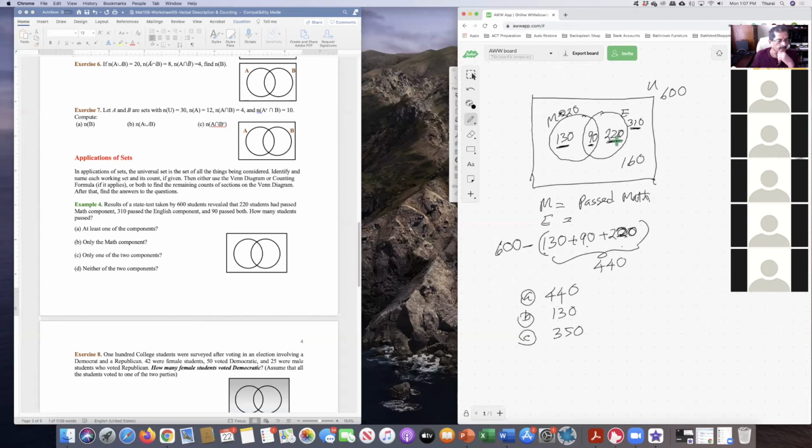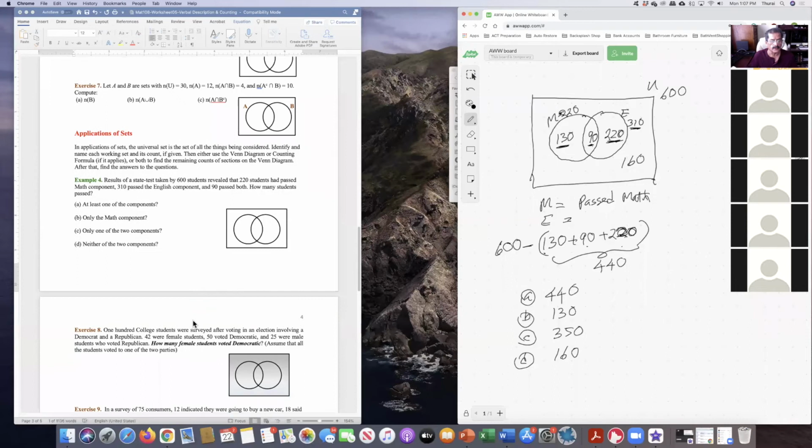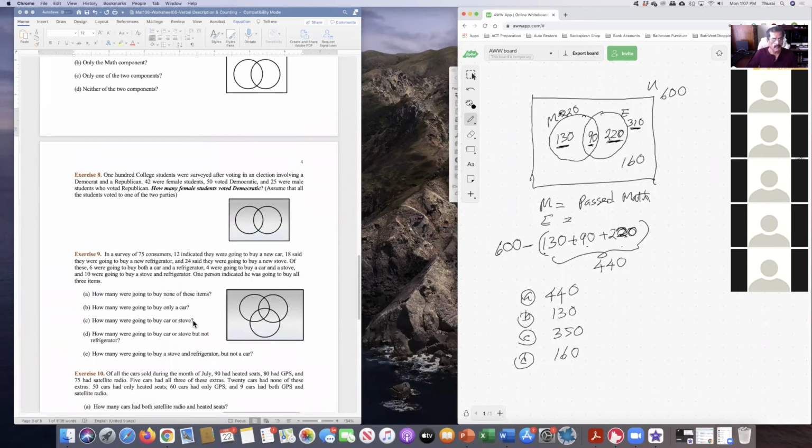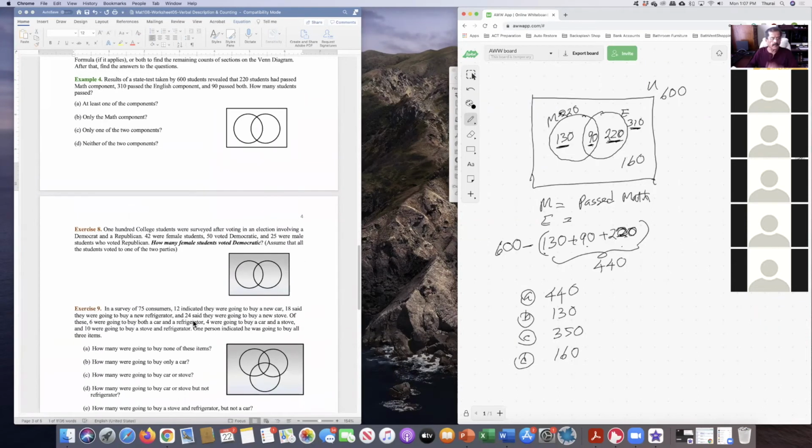How many passed neither of the two components? 160. Okay. Any more questions? Any other question on that? Okay, now I'm going to do an exercise.